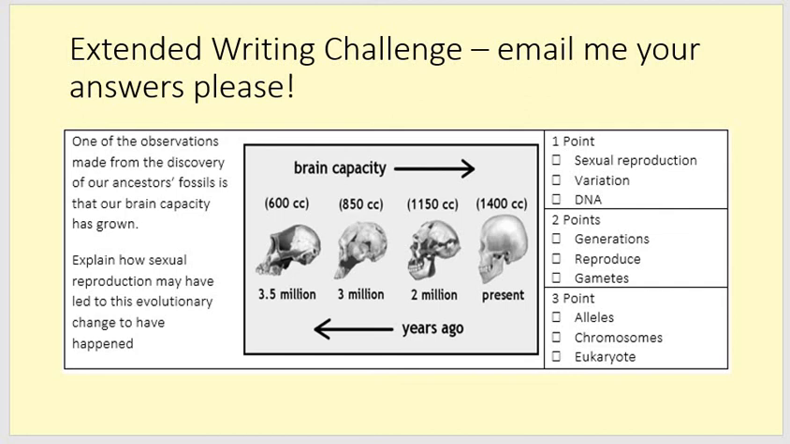Now, you've got some information here. This is about brain development as humans have developed. So you've got brain capacity, and that's being measured in cc's. That is a cubic volume measurement. And you've got time. So you've got 3.5 million years ago, 3 million years, 2 million years, and the present time. You can see quite clearly that the shape of the skulls has changed. And as it has changed, it has allowed a bigger space for a brain. So the brain fits into the space inside the back of the skull. And the bigger the space, the bigger the brain.